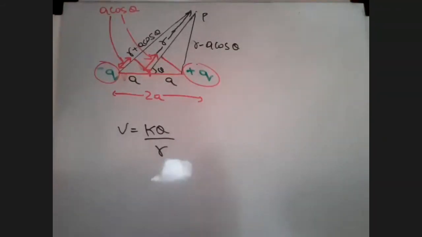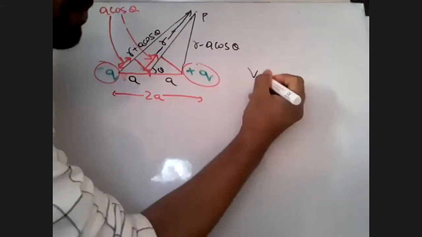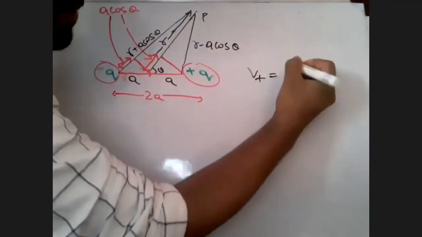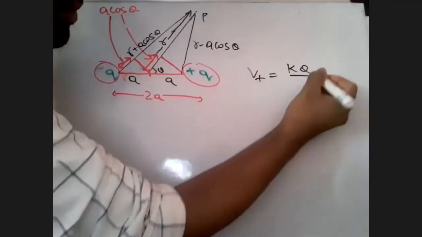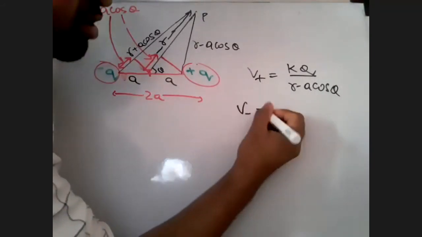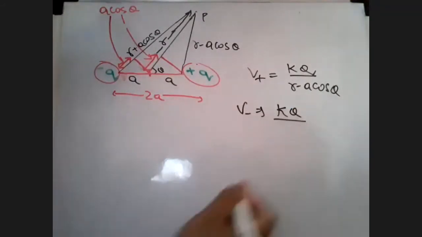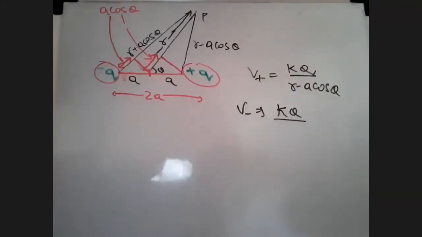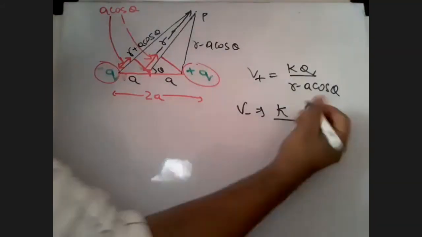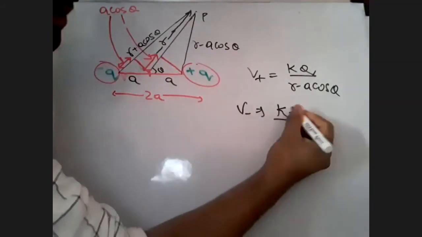Now we know that potential is simply V is equal to KQ upon R. So immediately tell me what is going to be V plus. V plus is basically potential due to plus Q. It is KQ upon R minus A cos theta. What is V minus equal to? KQ upon R plus A cos theta. But here the Q is what? Minus Q.